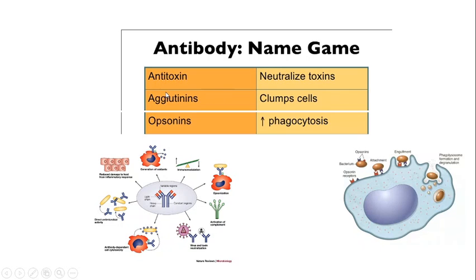We've got agglutinins that we'll look at in a little bit more detail. In a nutshell, they'll clump the pathogens, clump those cells together so that the macrophages can engulf them. And we've got opsonins here as well. And again, in a nutshell, those will help to increase or encourage the process of phagocytosis.